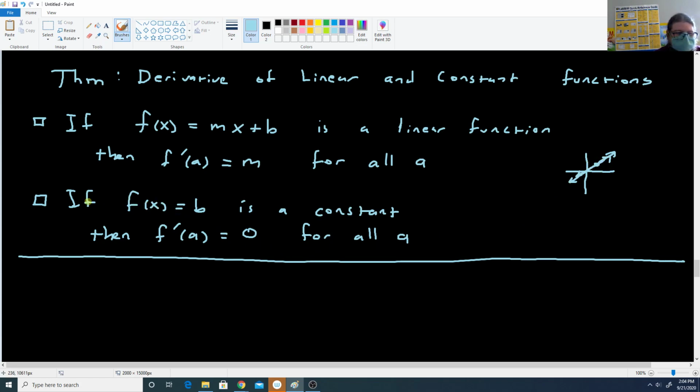And if f of x equals b is a constant, then f prime of a equals 0 for all a. So if you have a constant, those are horizontal lines. So if we have a horizontal line and you try to draw a tangent to a horizontal line, you get another horizontal line, and horizontal lines have slope 0. So that's why the derivative of constants is 0. Or you could think of it in terms of slopes of tangent lines to get those results.